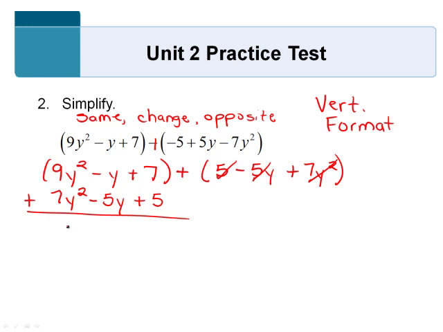So now you just add the coefficients. So 9 and 7 is 16y squared. The exponents stay the same. Remember, this negative y has a coefficient of 1. So negative 1 and negative 5 is negative 6y. And 7 plus 5 would be positive 12. And that would be your answer.